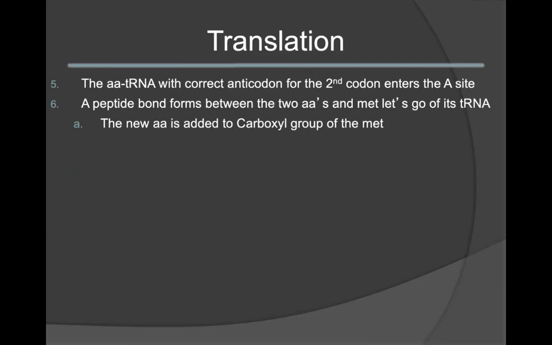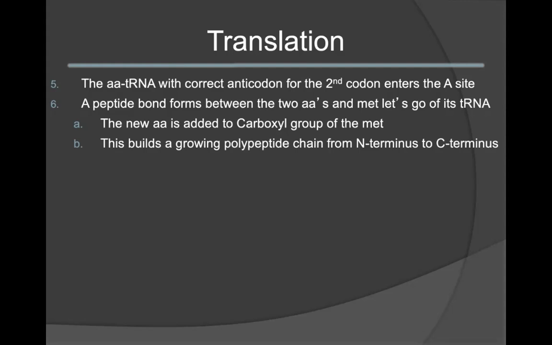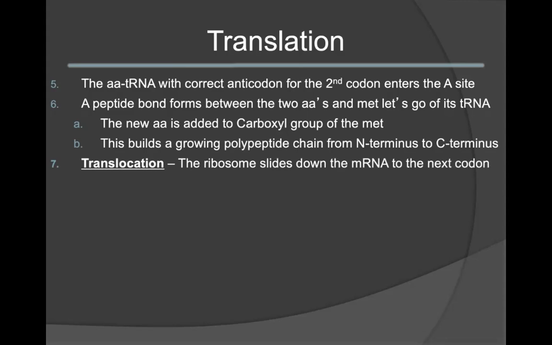Please note that the new amino acid is now added to the carboxyl end of the methionine. This means that the N terminus is exposed at the top of the ribosome, and the C terminus is where the new amino acids will continuously be added. This will help to grow a growing polypeptide chain in the proper direction from N to C terminus.